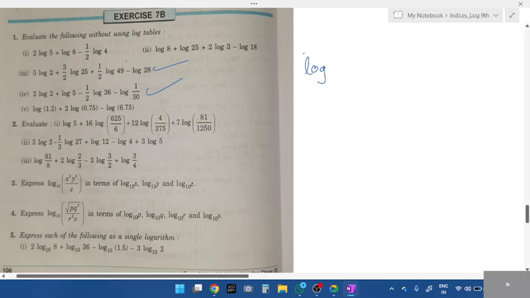How do you solve this question? Respond. Tell me the third one. Is it 5 square?